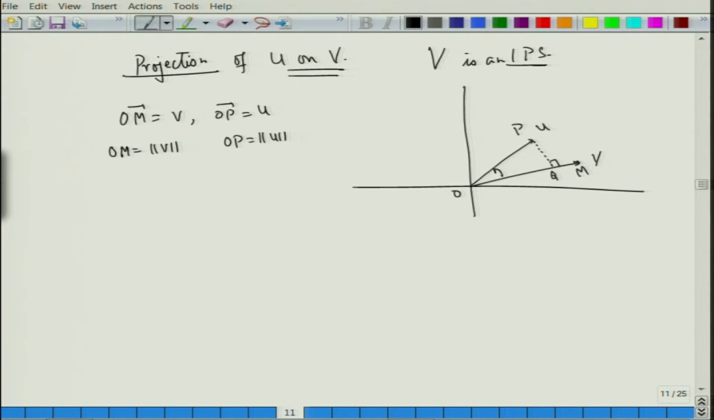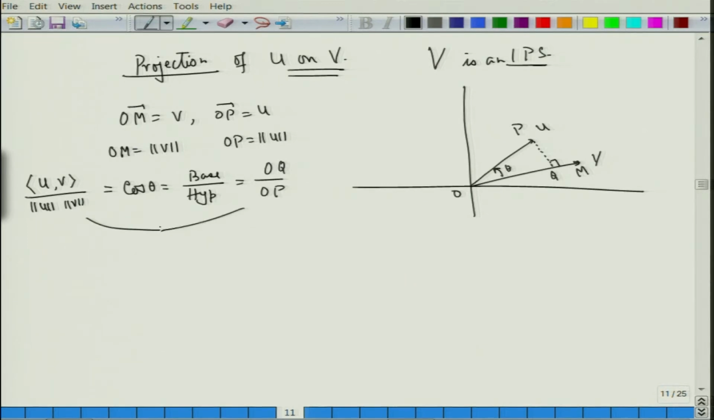If theta is the angle between both the vectors, then by definition cos theta is equal to, what is cos theta? Base upon hypotenuse. What is the base? Base is OQ and the hypotenuse is OP. Fine, this is one. This is also equal to the inner product UV divided by length of U into length of V. So the idea is to relate these two ideas and get my answers.